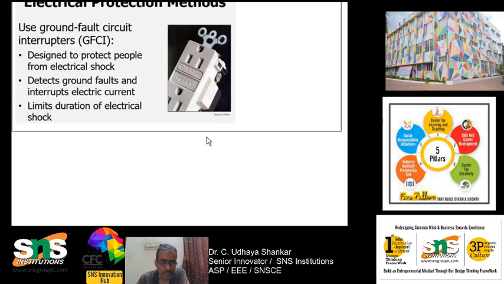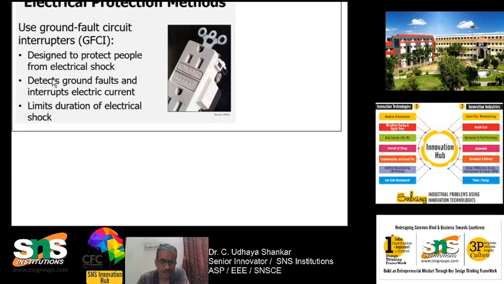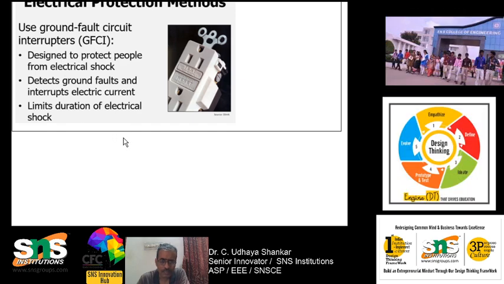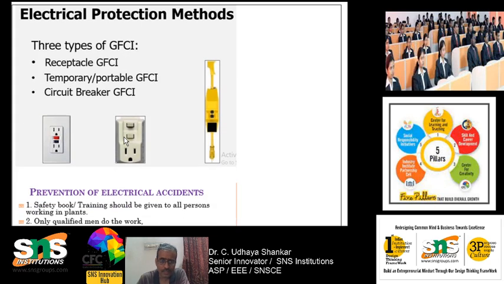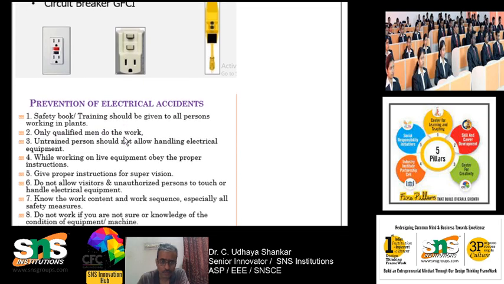So next is electrical protection methods. So these are all the different things. Underground protection systems which are used, that is GFCI is used. That is, ground fault circuit interrupters are used. It is designed to protect people from electrical shocks, and it detects ground faults and interrupts electric currents, and also it limits the duration of the electrical shocks. So there are three types of GFCI: the receptacle GFCI, temporary or portable GFCI, and circuit breaker GFCI.